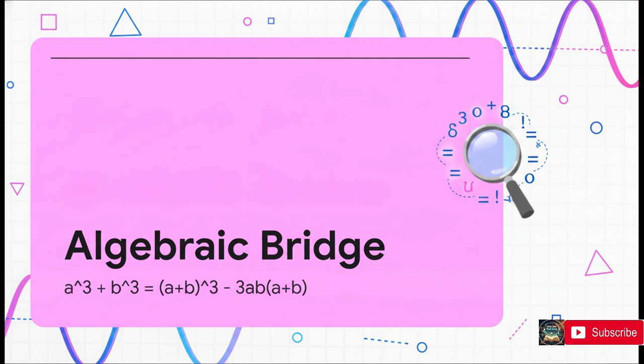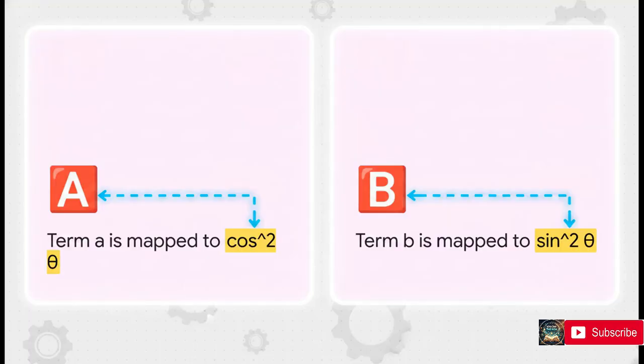We are literally connecting Chapter 3 trigonometry right back to Chapter 2 basic algebra. Take a look at this classic formula: a cubed plus b cubed equals (a plus b) whole cubed minus 3ab times (a plus b). This formula right here is our absolute secret weapon for solving this. To make this perfectly clear, let's map out our terms so there's zero cognitive overload.